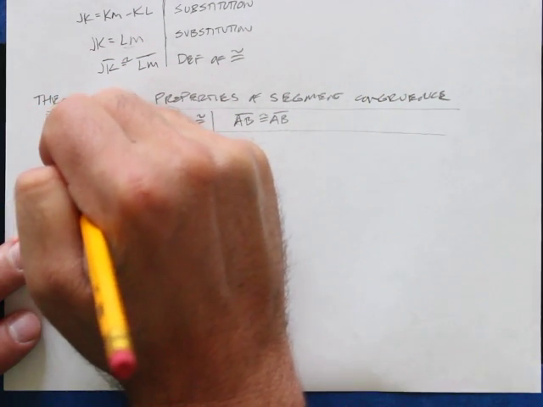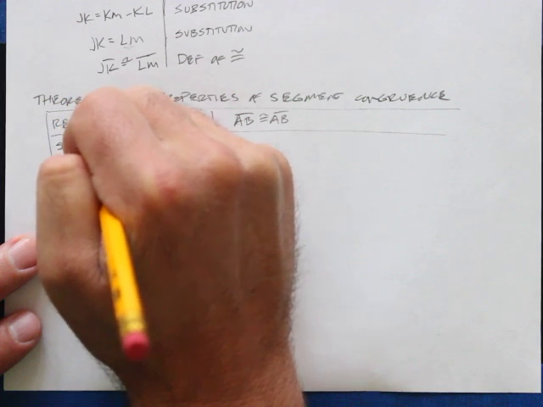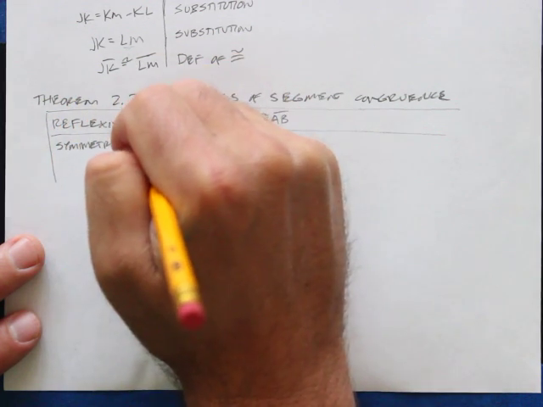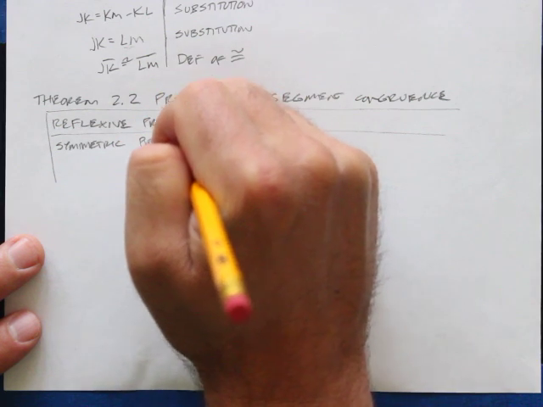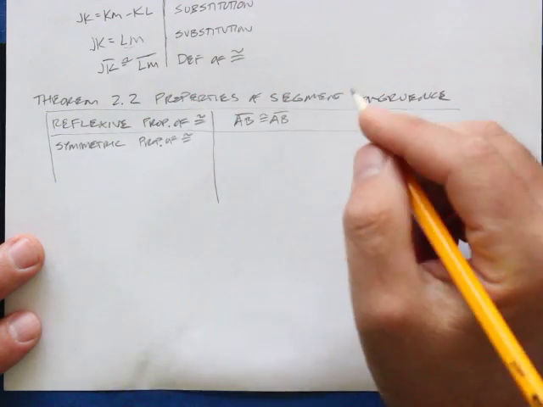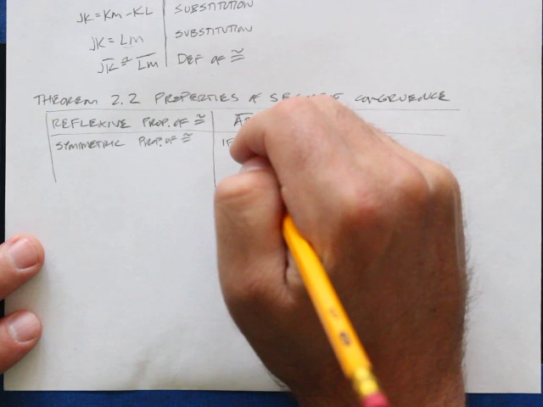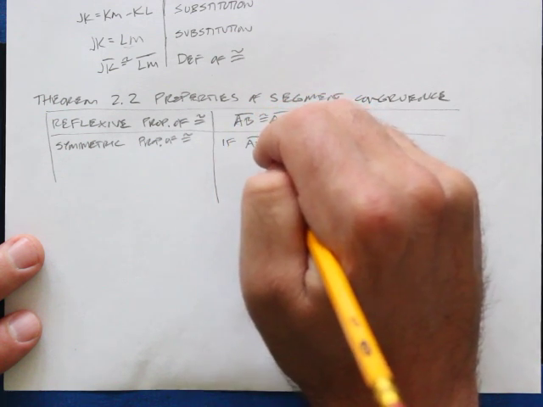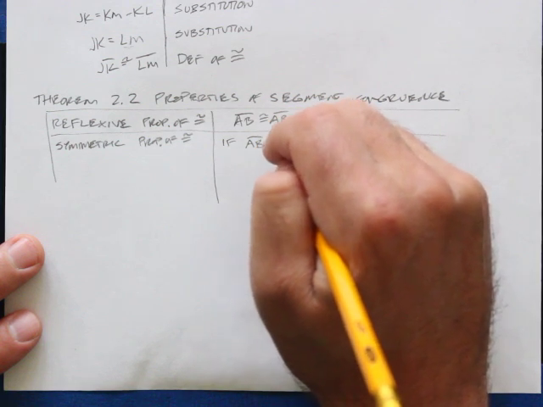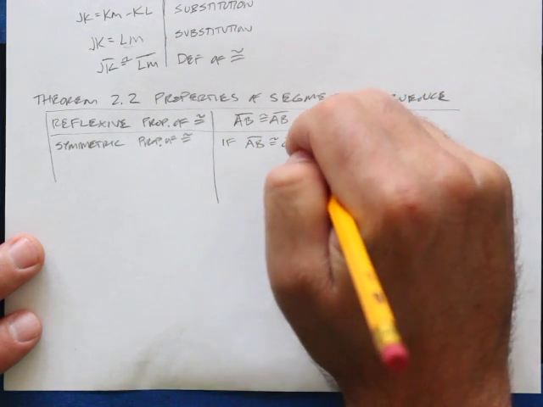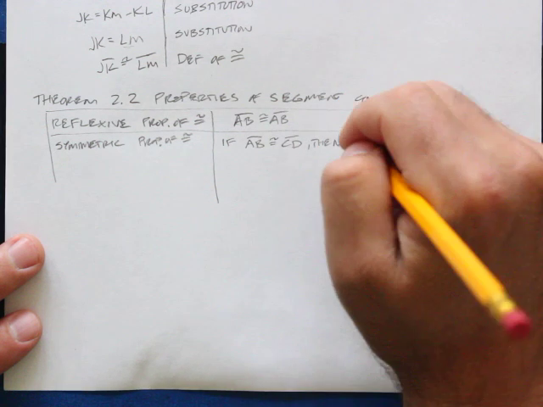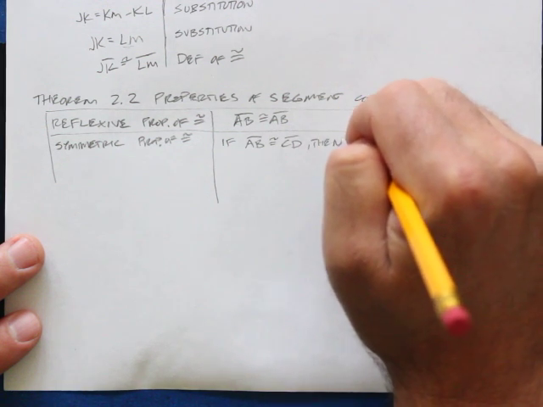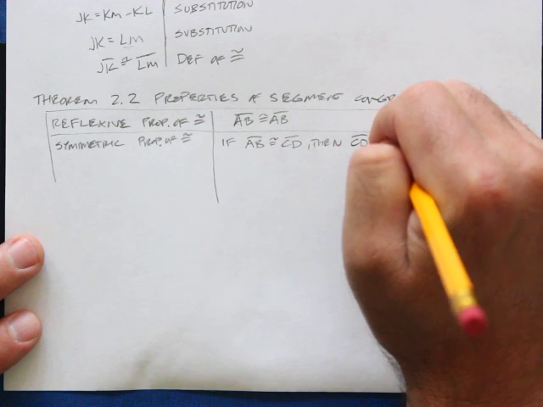Symmetric property of congruence says if segment AB is congruent to segment CD, then segment CD is congruent to segment AB.